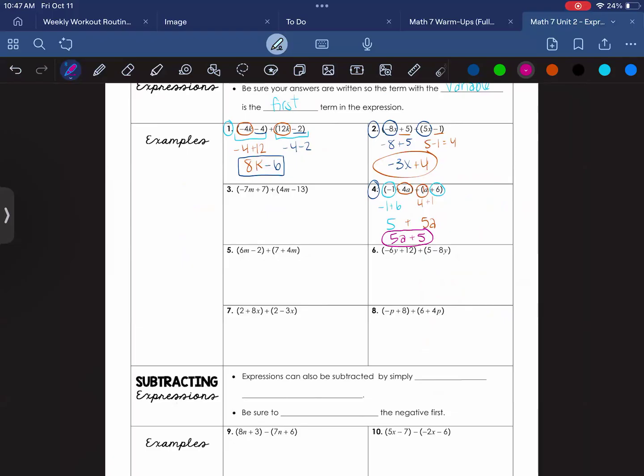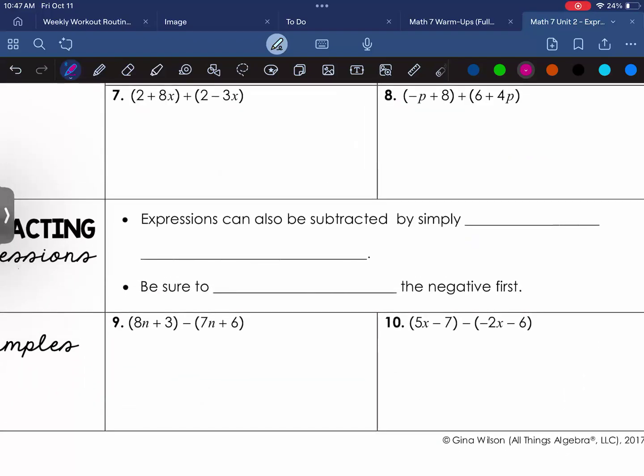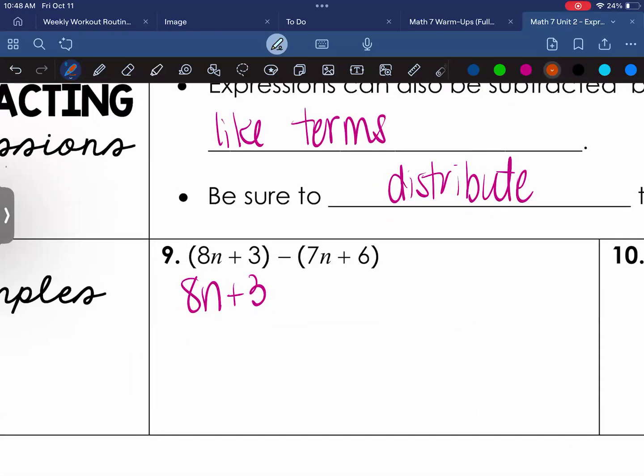Okay. So subtracting is almost the same way. We will also combine like terms. However, first you have to distribute the negative symbol first. Okay, so let's take a look at number 9 together. I'm going to rewrite my first expression because that's not changing. Now I am subtracting, right? I'm subtracting off this entire expression right here. So it's not just going to be minus 7n.